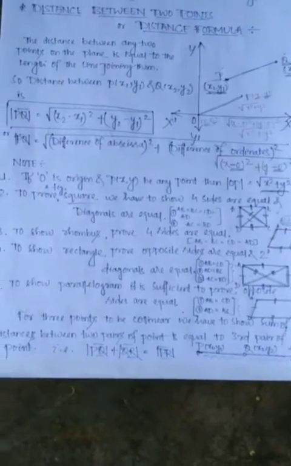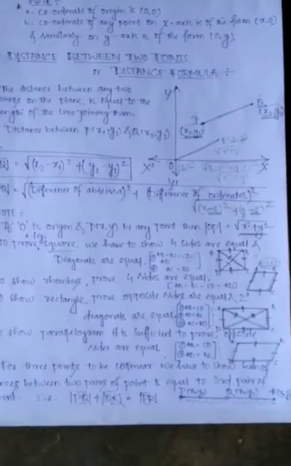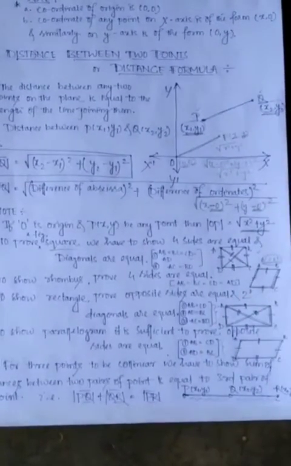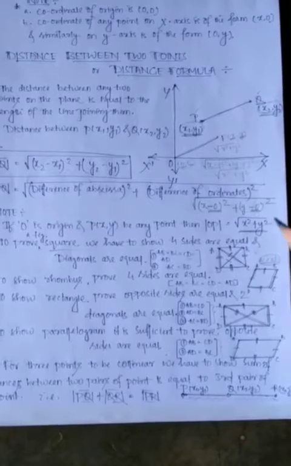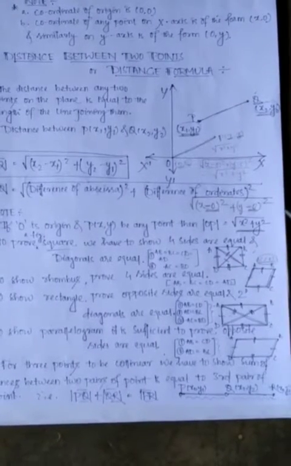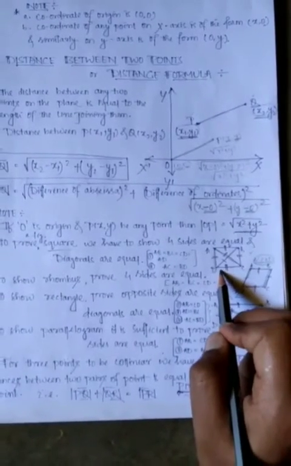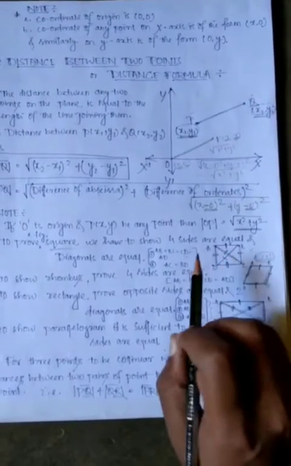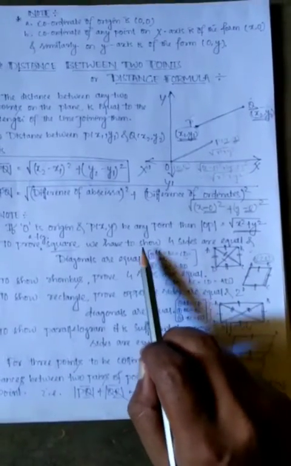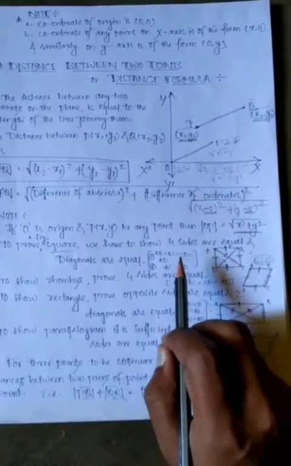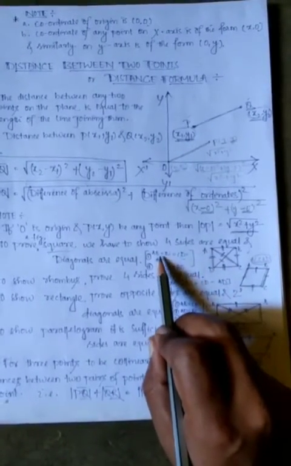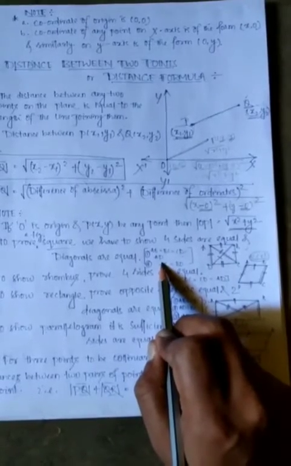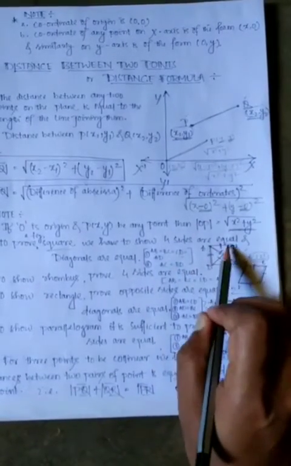Now if some question arises in your exams to show that these are the vertices of a rectangle, square, parallelogram or rhombus, what do you have to prove? As we know, in a square the four sides are equal and the diagonals are equal. So if the question asks to prove a square, what should you prove? You have to prove the four sides are equal and the diagonals are equal.